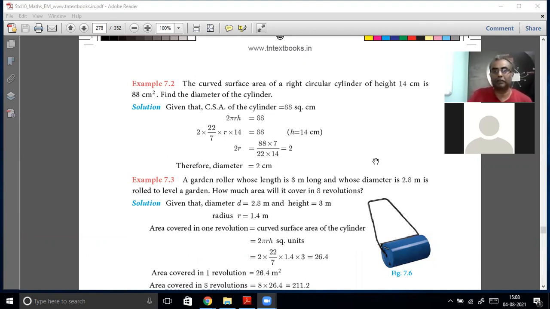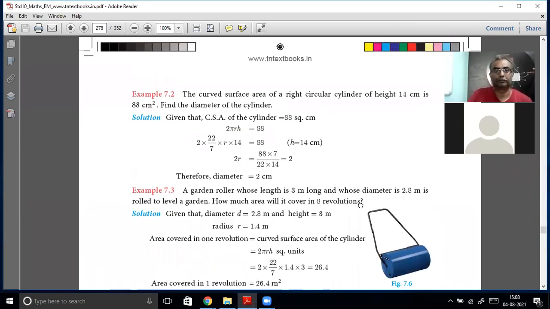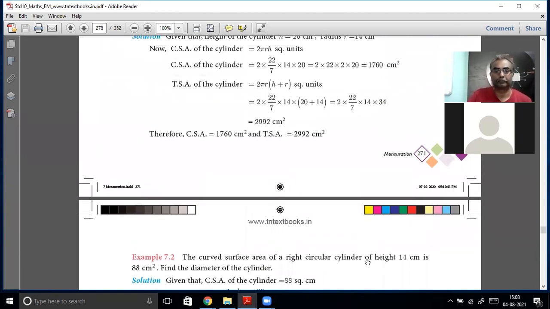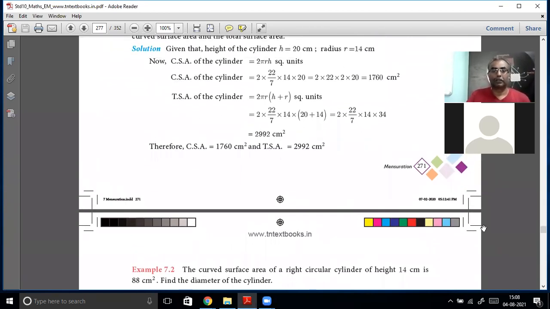Okay, let us do example 7.2. Let us revise a couple of things first. What is the formula for the curved surface area of the cylinder? CSA of a cylinder is 2 pi r h. Very good. What is the TSA of a cylinder? 2 pi r into h plus r. Very good. So you remember that.